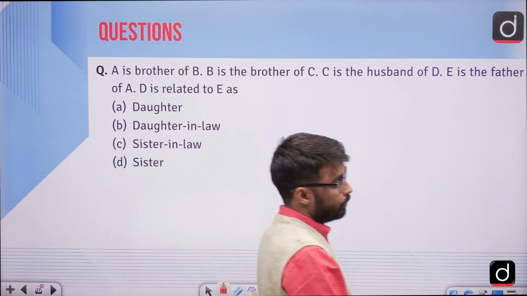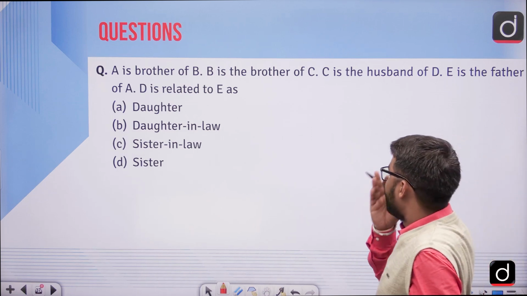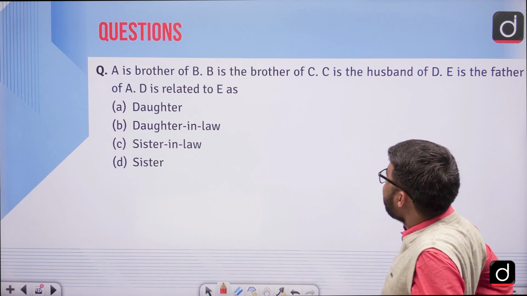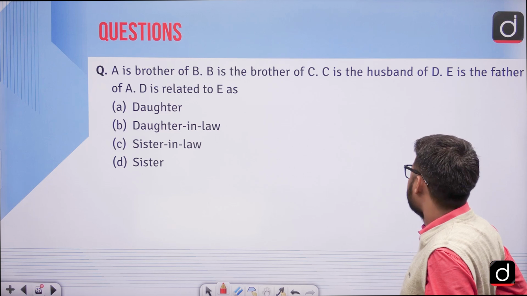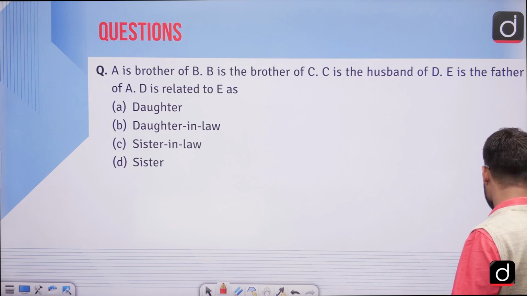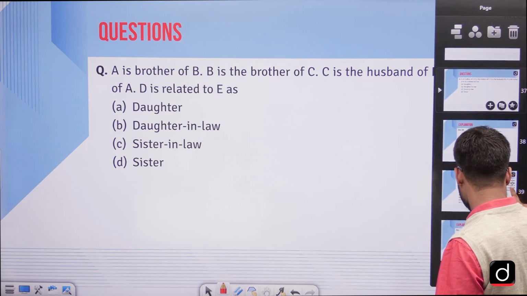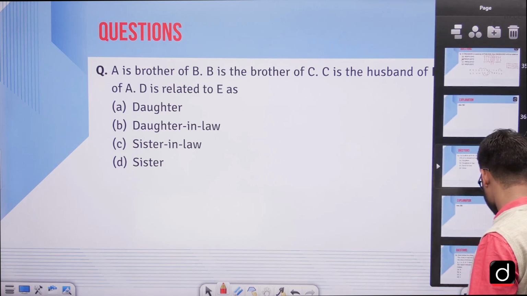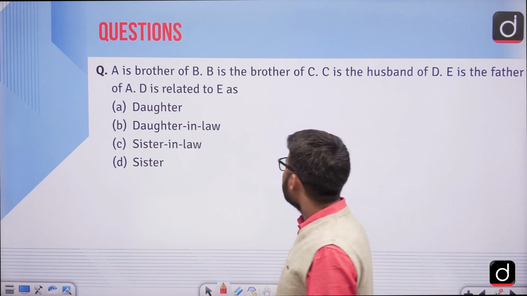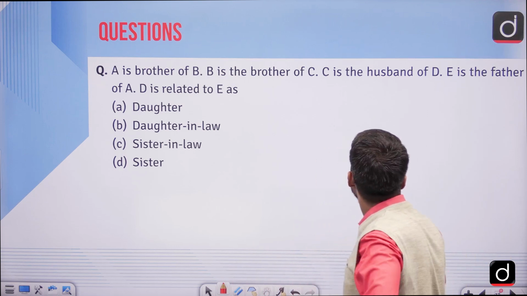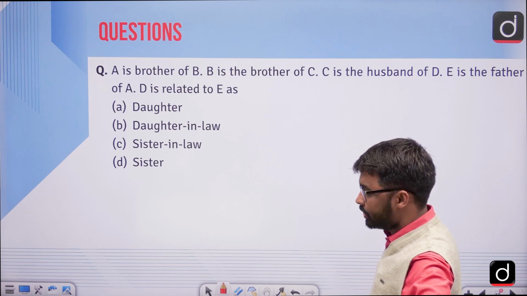So this one: A is brother of B, B is brother of C, C is the husband of D, E is the father of A, D is related to E as.